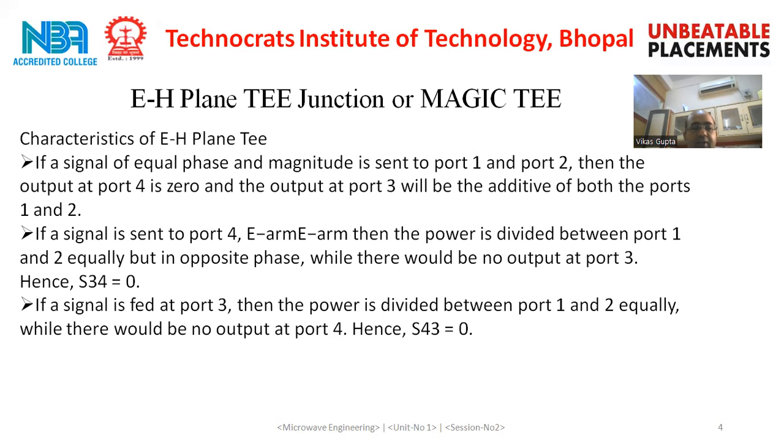The second is, if the signal is sent to port 4, the E-arm, then the power is divided between port 1 and port 2 equally, but in opposite phase, while there should be no output from port 3. Hence S34 is equal to 0. Likewise, if a signal is fed at port 3, then the power is divided between port 1 and port 2 equally, while there will be no output at port 4. That means S43 is equal to 0.